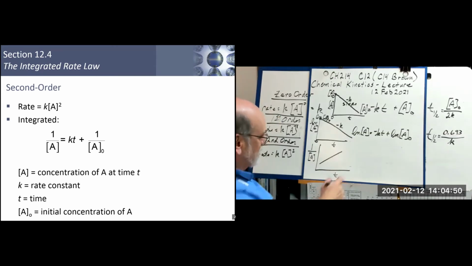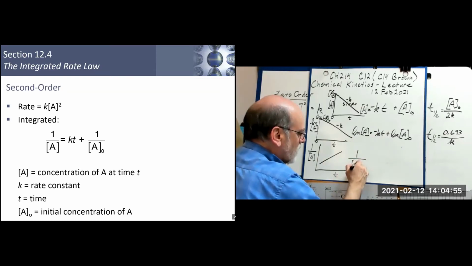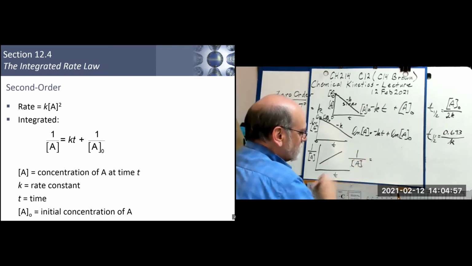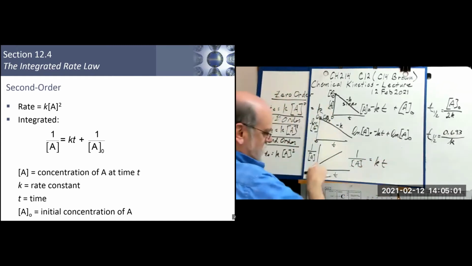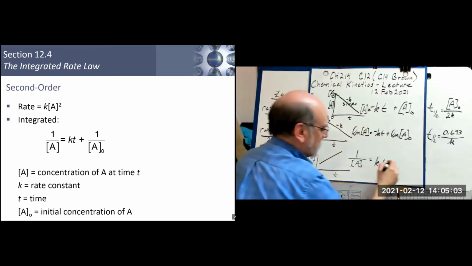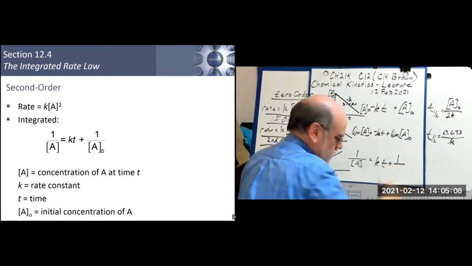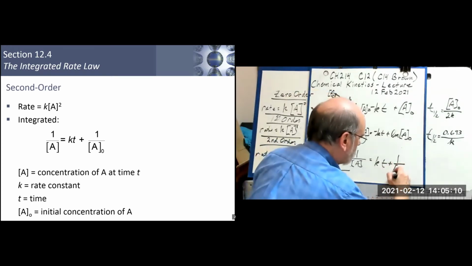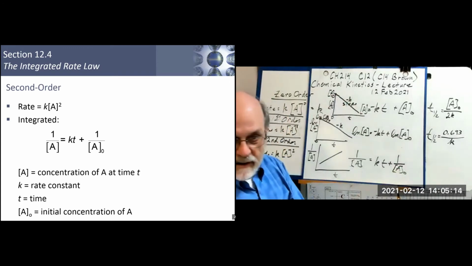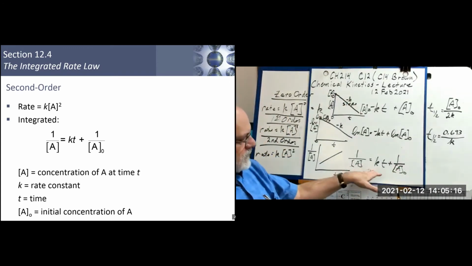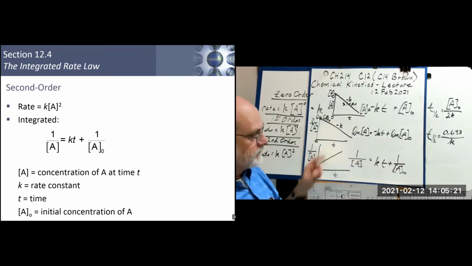So the integrated rate law will look like this. Reciprocal of A equals positive K T, plus 1 over A 0, the initial concentration. So that's what the integrated rate law for a second order reaction looks like.